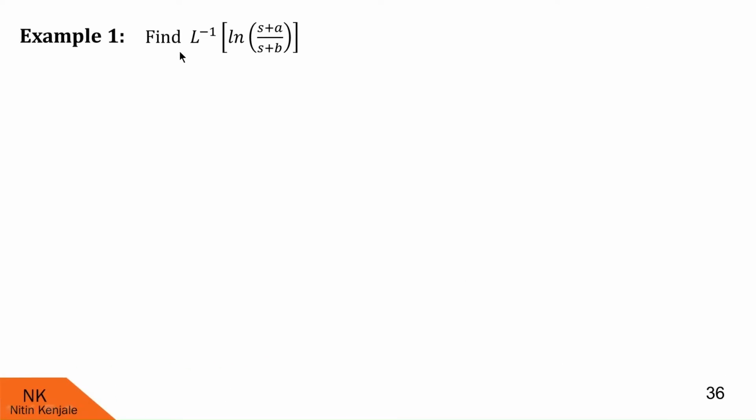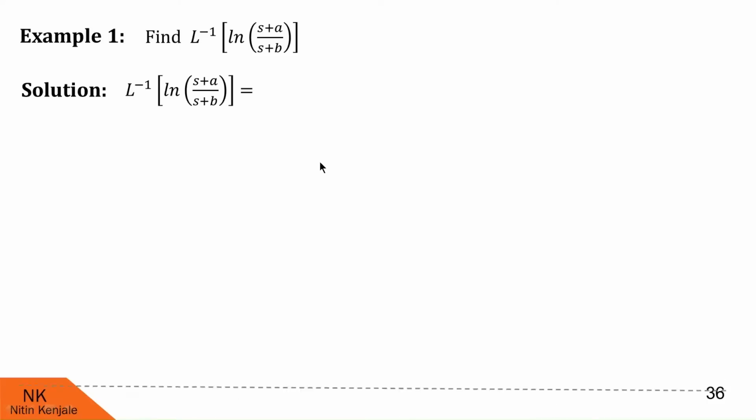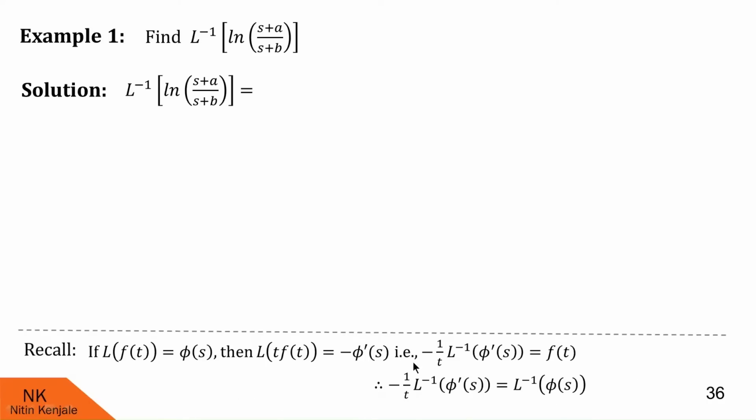Here we are asked to find L inverse of log of (s plus a) upon (s plus b). Now let's look at the solution. Using the rule of derivatives to find out L inverse, we can write L inverse of log of (s plus a) upon (s plus b) is equal to minus 1 by t into L inverse of derivative of log of (s plus a) upon (s plus b).